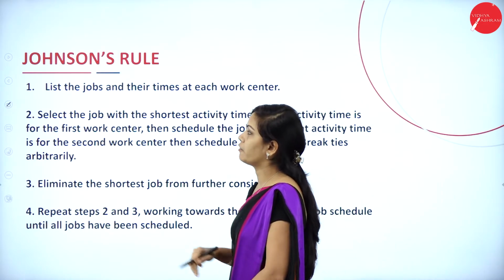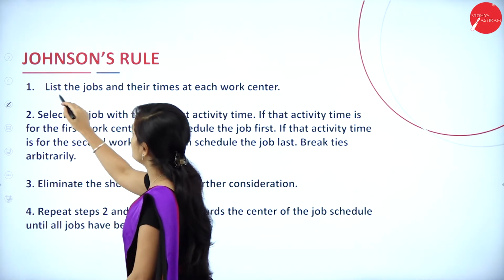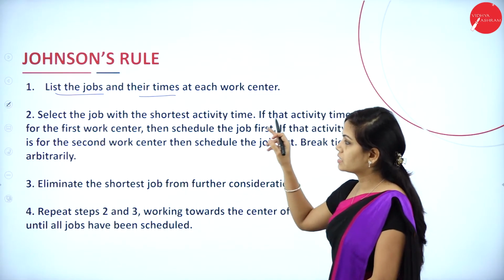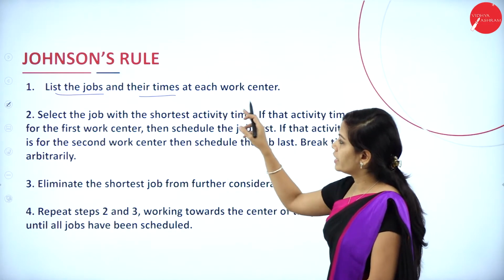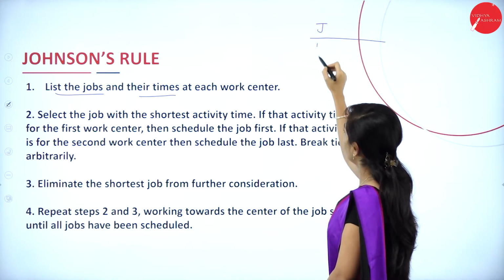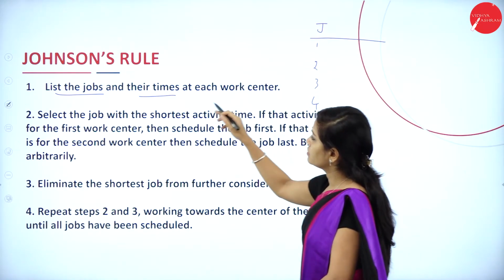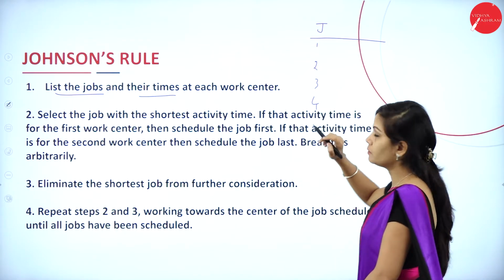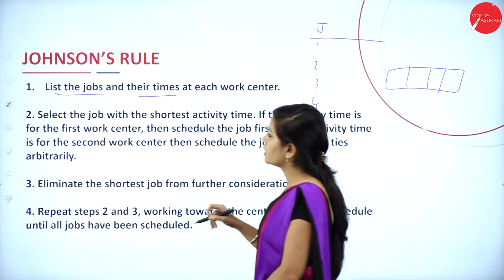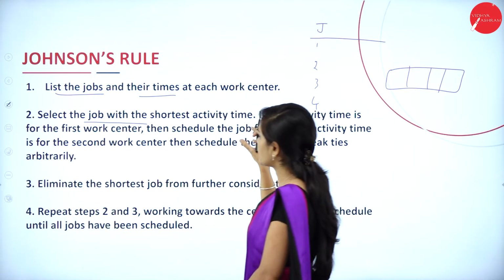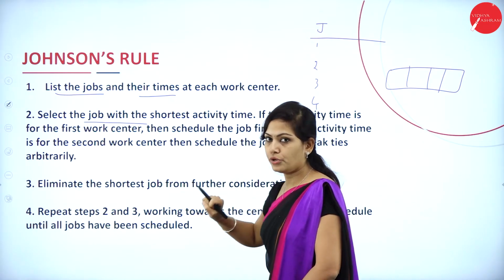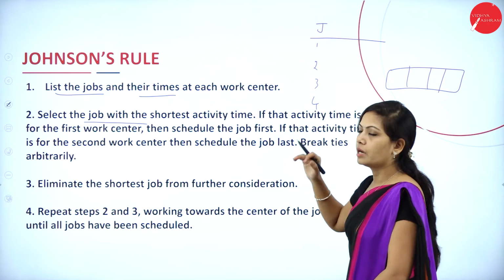So which are the steps we have to use? First step, list the jobs and their times at each work center. We have to list the number of jobs, example 1, 2, 3, 4, and their times at each work center. Then we have to find the time for each job and select the job with the shortest activity time, which I have already discussed. So we have to select the least value among the 2 machines and the number of jobs.